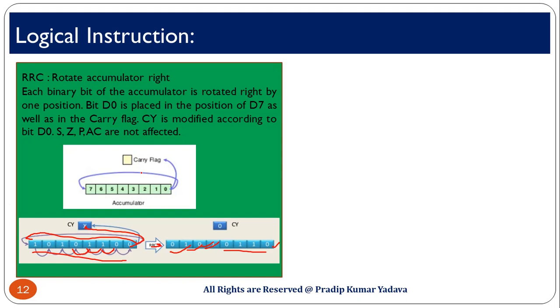Also in this case, if in the examination they are not asking about the carry flag, you can neglect this. Now, what is happening? Just look here. This is D0, D7. This is here. Now this is here. The second time this is here, which means every bit is just shifting.